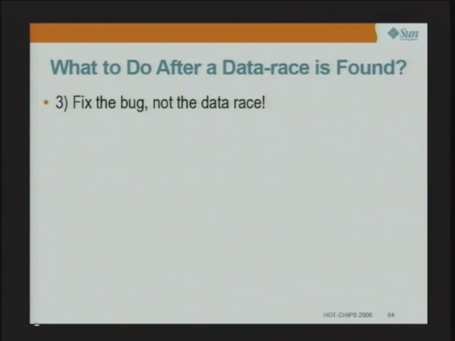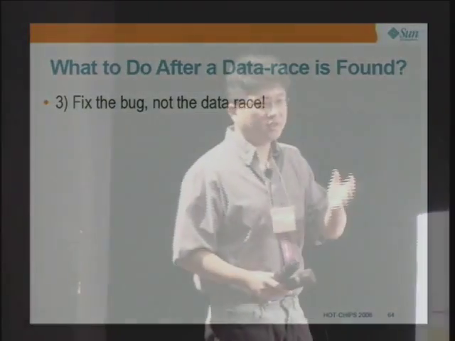So once you identified, oh, this is not a false positive, this is not a benign race, it's a real race, how do you fix it? A race is not a bug in your program. A race is a behavior that's exhibited in your program. It itself could be a bug, or it could be caused by a bug in your program. So you need to fix the bug, not the data race.